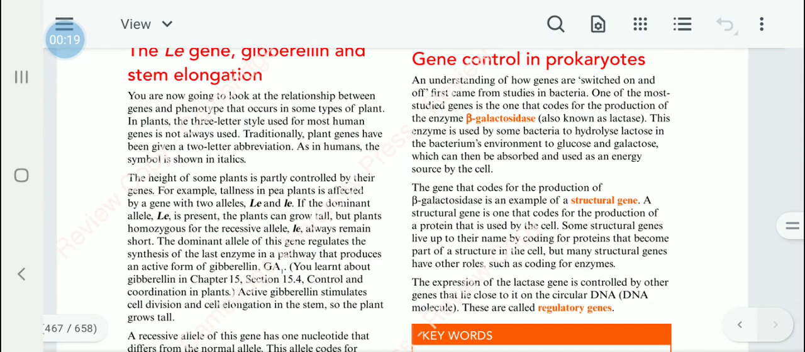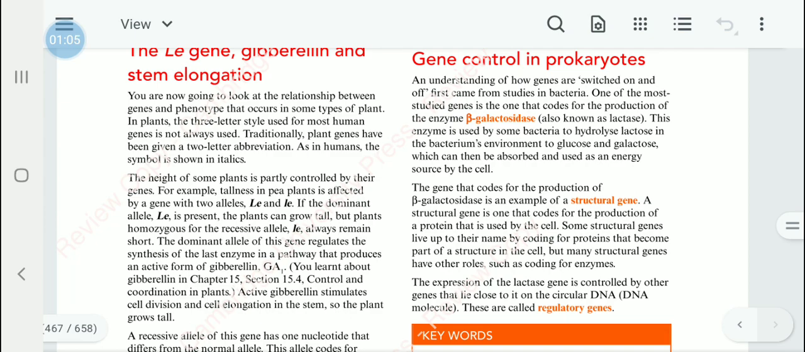So now what we are going to do is first look at the relationship between genes, that is the genotype, what kind of genes something is made up of, and the phenotype. Phenotype is the quality that is shown. So in some plants, the characteristics that are shown... Now in humans, we used a 3-letter style gene combination. But in plants, we don't use it all the time. Usually it is given a 2-letter abbreviation, right? And also it is shown in italics when printed.